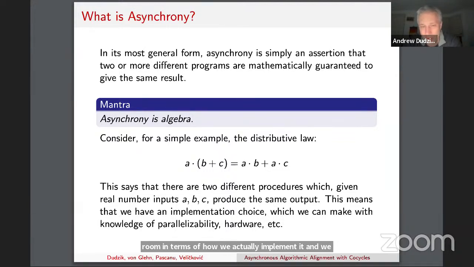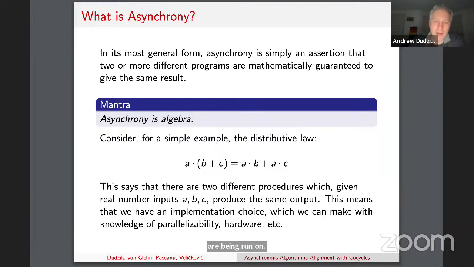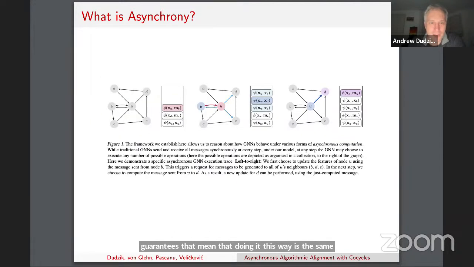And we can take into account the hardware that these things are being run on. We can take into account how parallelizable they are and lots of things. So at the heart of any efficient algorithm, like say MapReduce, is really some algebraic guarantees that mean that doing it this way is the same as doing it this way. And here's a diagram from the paper that illustrates a hypothetical asynchronous network that is picking, oh, now I'll send this message, now I'll update this node, etc.